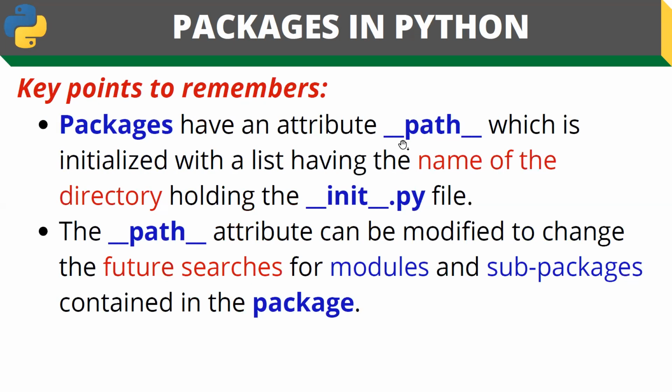Packages have an attribute __path__, which is defined with a prefix and suffix of double underscore, and which is initialized with a list having the name of the directory which holds the __init__.py file. Then the __path__ attribute can be modified to change future searches for modules and subpackages contained in the package.